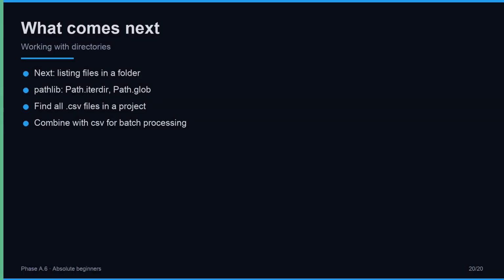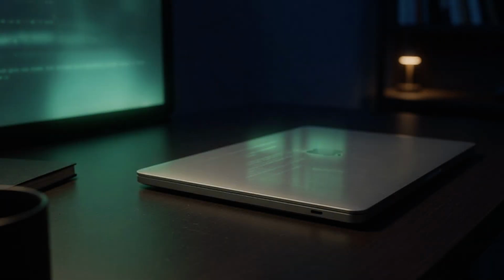Next lesson we step out one level. So far you have opened one file by name. In real projects you often need to find files, every CSV in a folder, every .py file in a project. Python's pathlib library makes that easy. You will list files, filter by extension, and combine that with what you learned today to process many CSV files in one run. That is the next step toward real data scripts. Folders come next. Thanks for learning to read and write CSV. Next we list files in folders with pathlib.